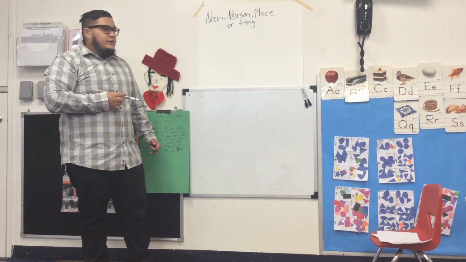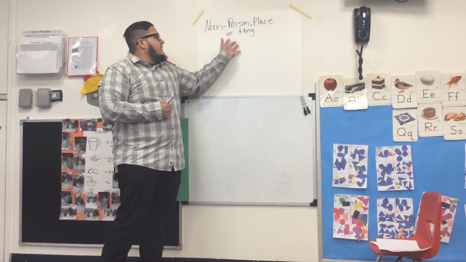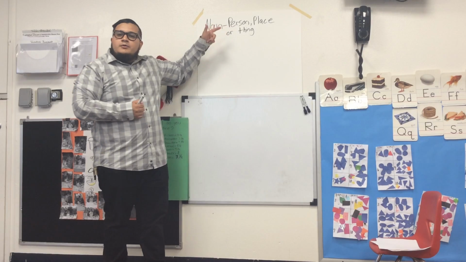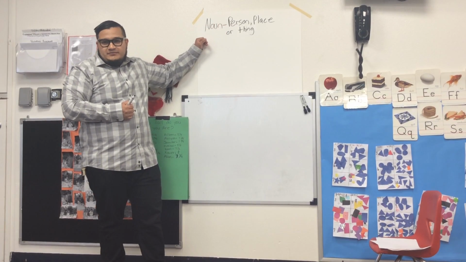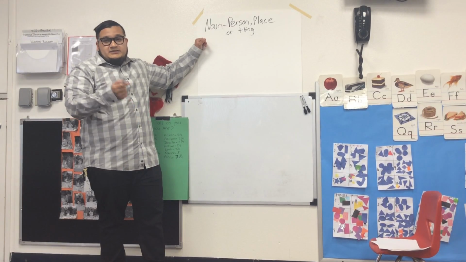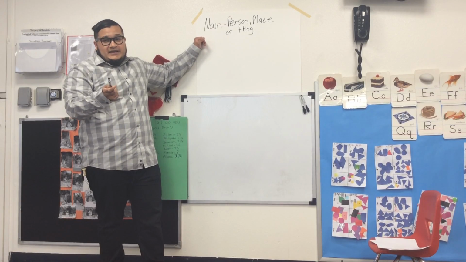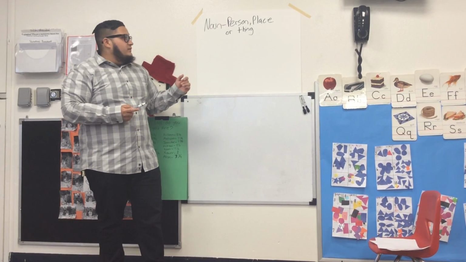All done? Okay, now let's go over the definition. A noun is a person, place, or thing. A person, who's a person that you know? My friend. Your friend, that's a person. Layla, do you know a person? Our parents. Your parents, mom and dad, right? Those are great examples of nouns.